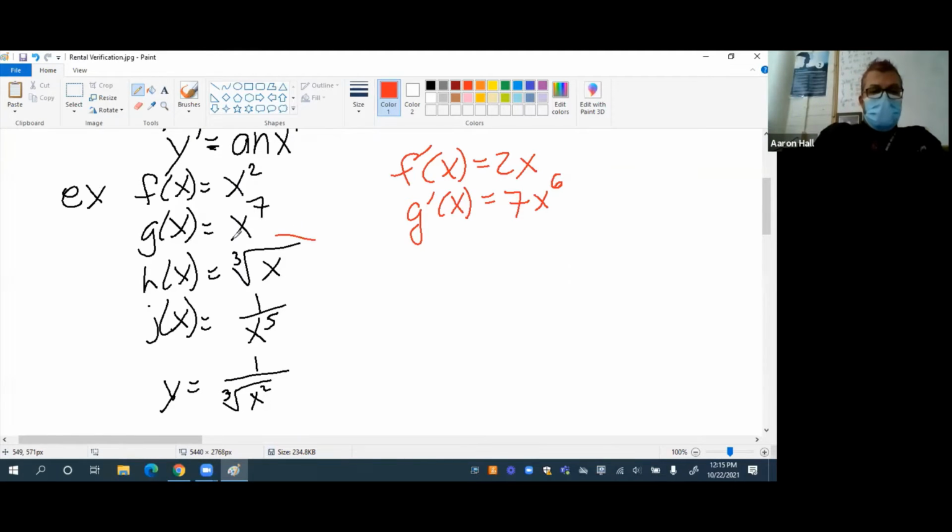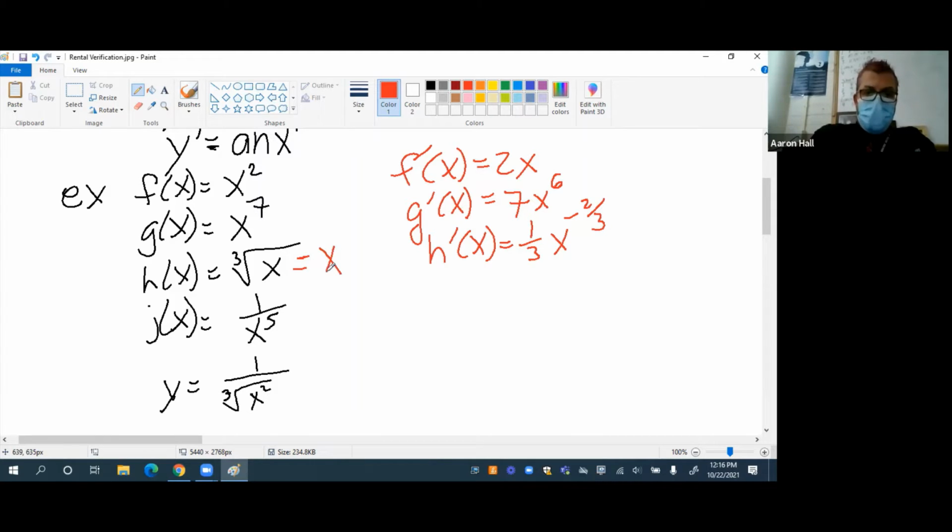Ian, any ideas about this one? 1/3 times x to the power of... would it be like -2/3? Nice. Yeah, I think it's always helpful to rewrite this using our laws of exponents to get what, Ian?